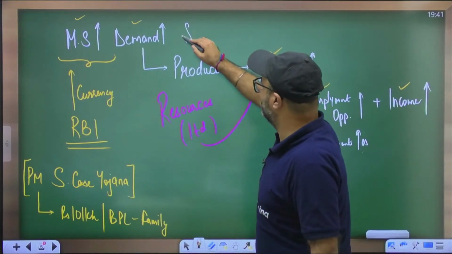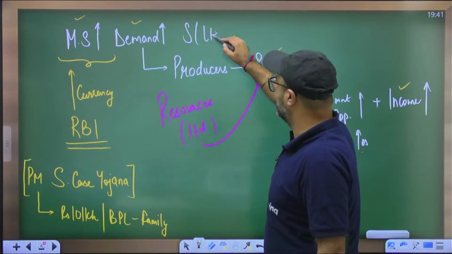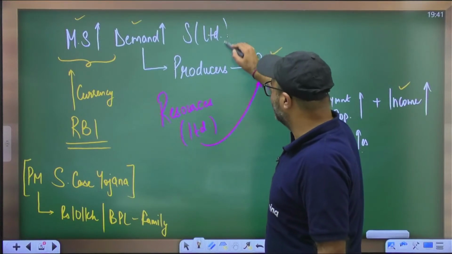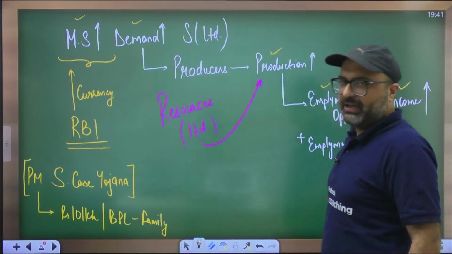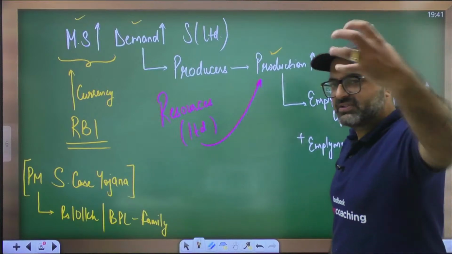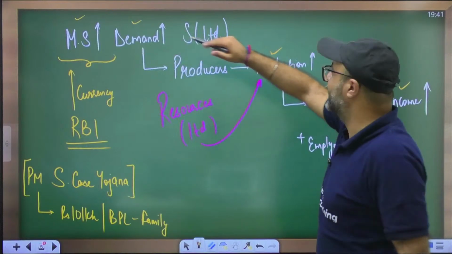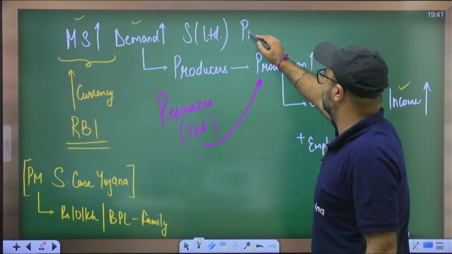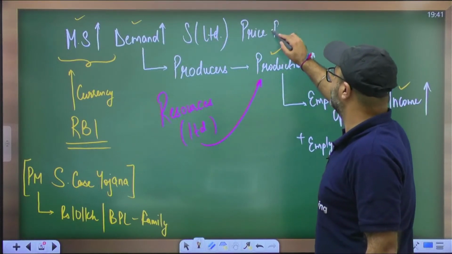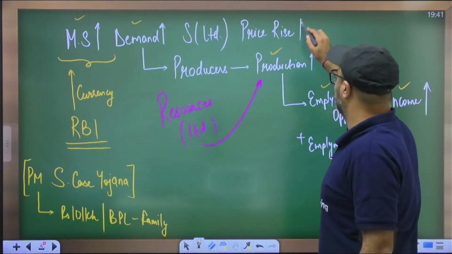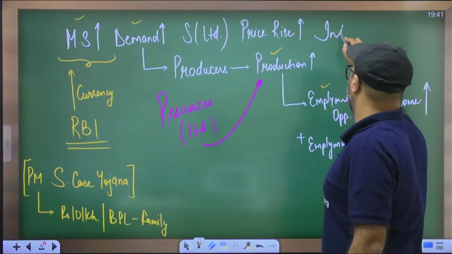Sir, if supply is not increasing at the same rate, and after one particular point supply cannot increase further, then I would say supply is limited. And if demand is greater than supply, what will happen, sir? It will result in an increase in price. And if prices are rising, this results in an increase in inflation.